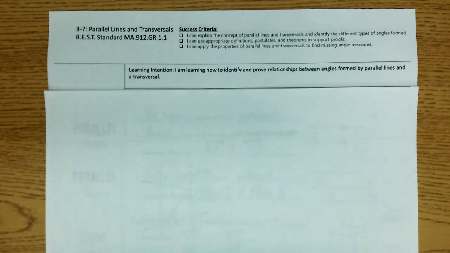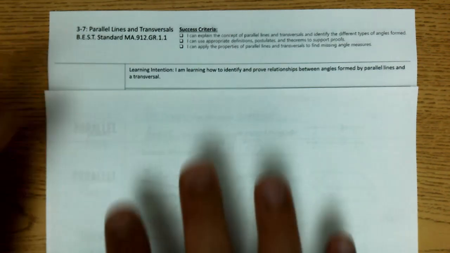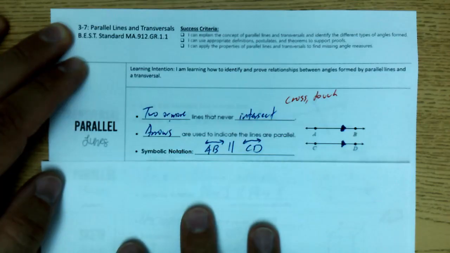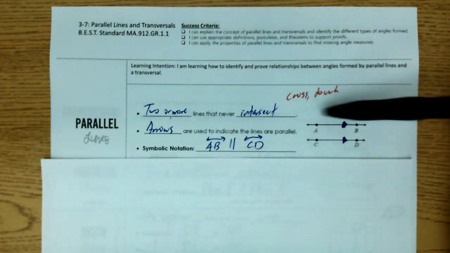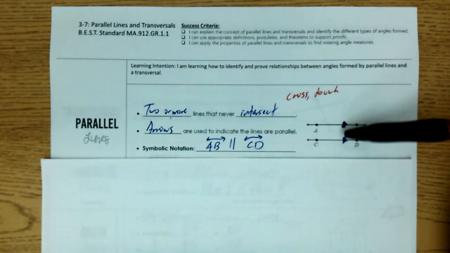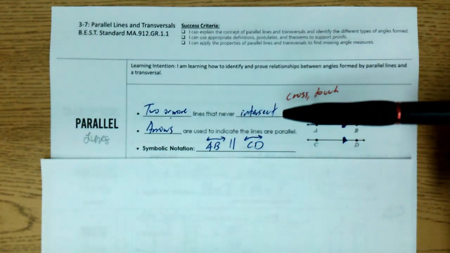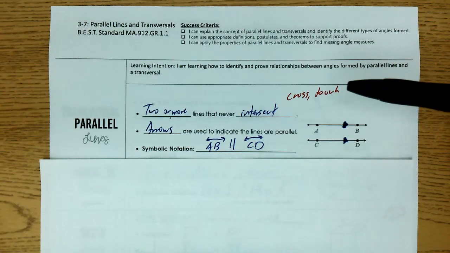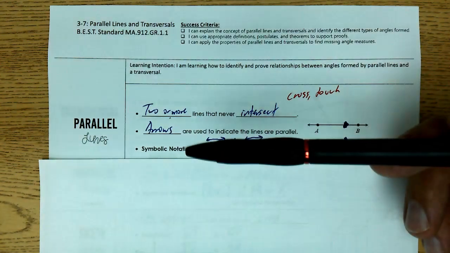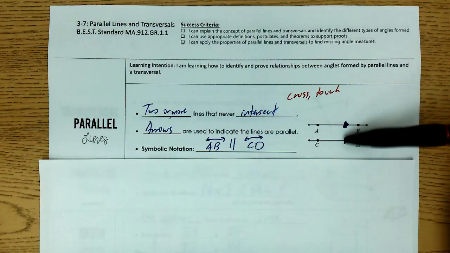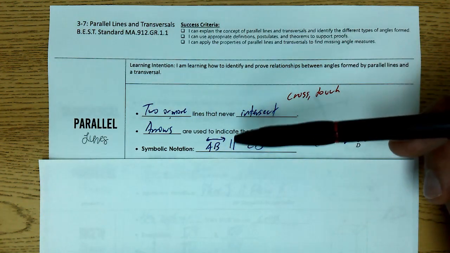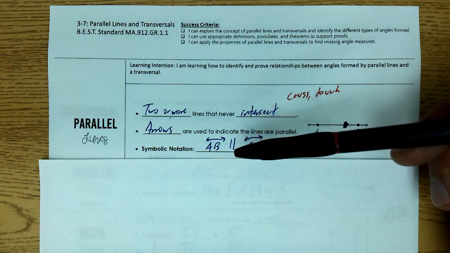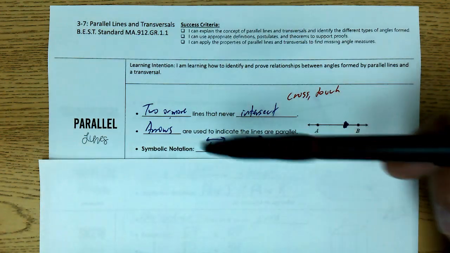All right. So, first part of this is on parallel lines. We've seen parallel lines before. We know what they are. So when we're looking through this, parallel lines are, for the sake of today, two or more lines that never intersect. They never cross, they never touch, any of that. Okay? They use these arrows here to indicate the lines are parallel, and they use two vertical lines for the word parallel in symbolic notation.